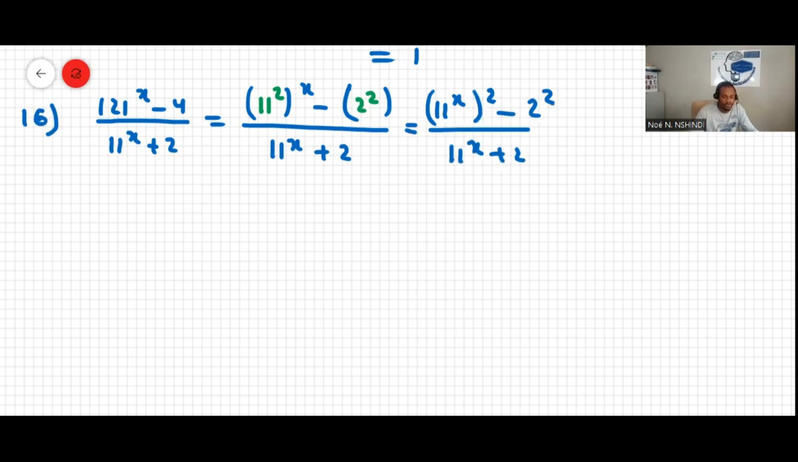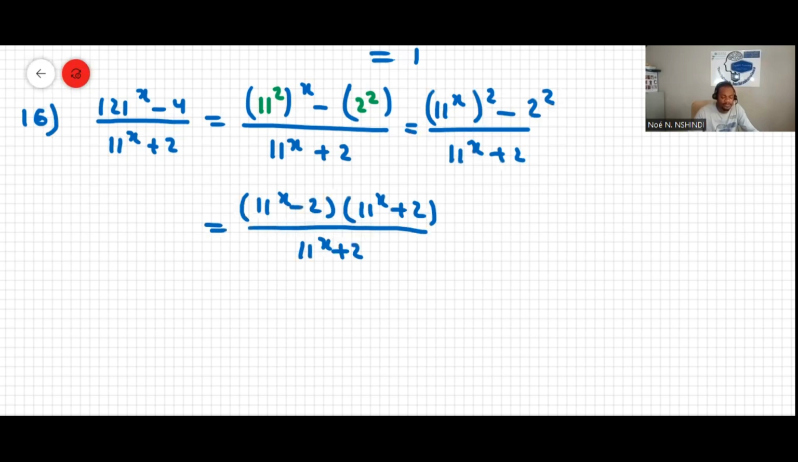So this will make what? A difference of 2 squares. So we can write here 11 to the x minus 2, and then 11 to the x plus 2, all over 11 to the x plus 2. Then we can simplify these two, and the solution will be just 11 to the x minus 2. So that was question 16.